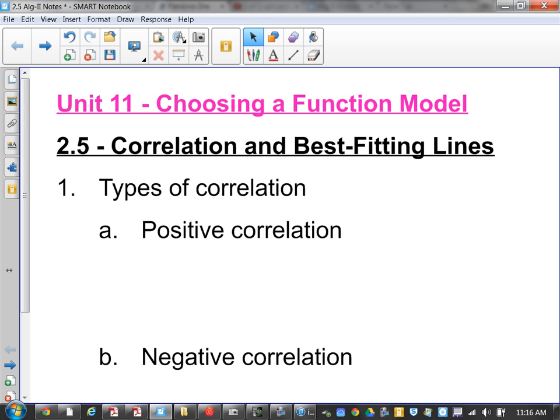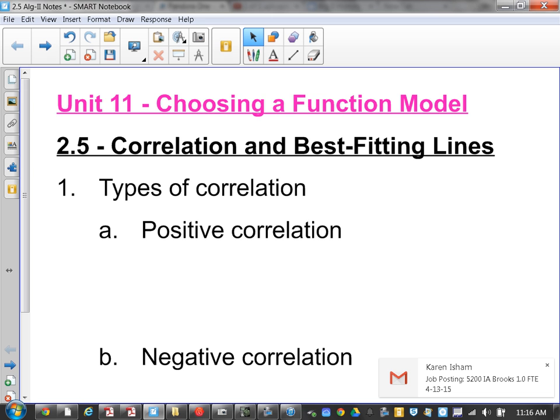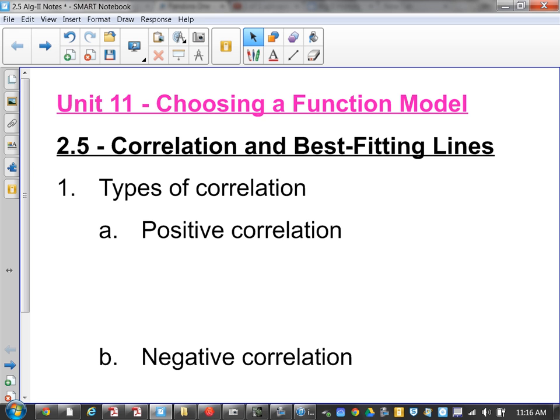So when you're looking at scatter plot data, you have a couple of different types of correlations. You have a positive correlation, a negative correlation, and no correlation. If you had a positive correlation in a data set and you're looking at a graph, what would the graph look like? Yeah, moving up and right.